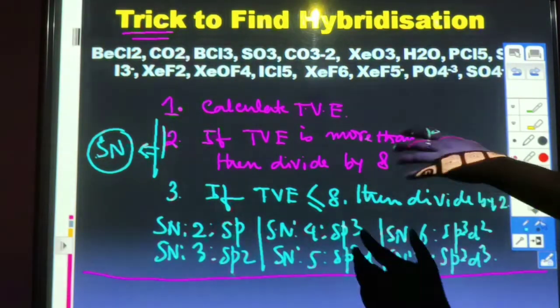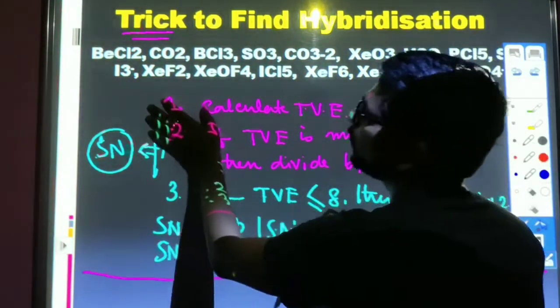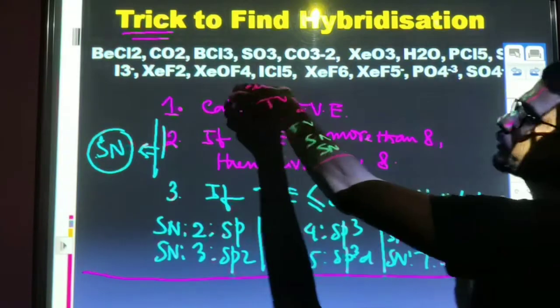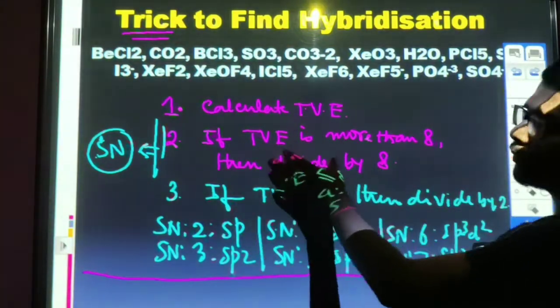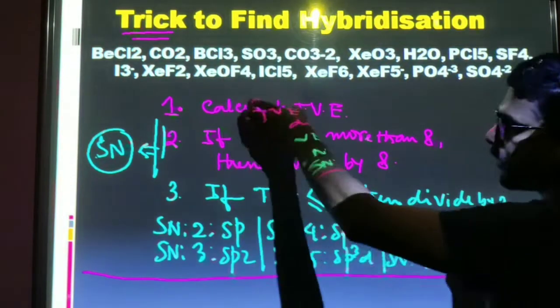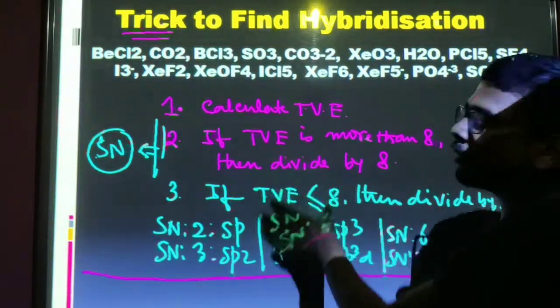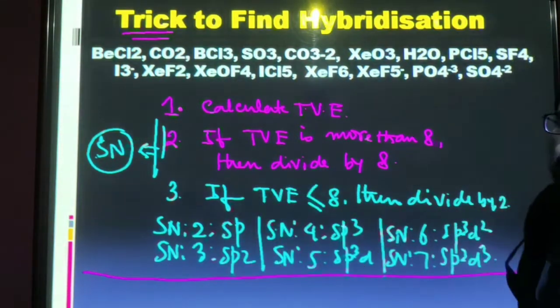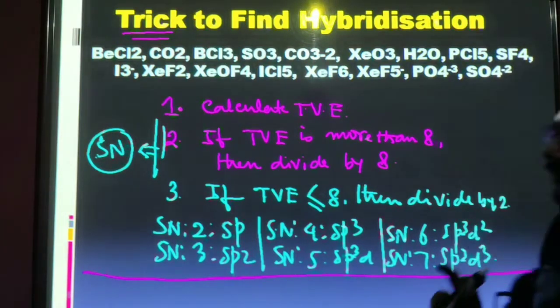So this is the first trick to do the hybridizations of the central atom. So one by one I will show the hybridizations of these following molecules by using this rule. After that I will show you another trick.